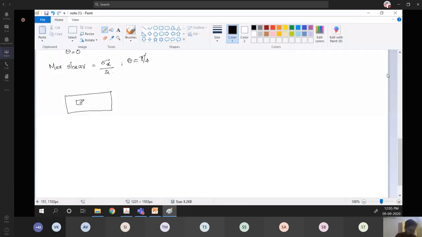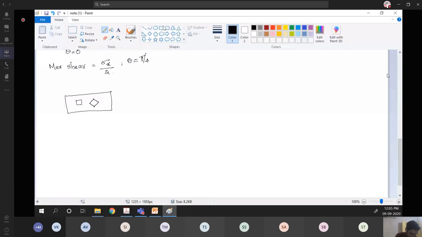This is our prismatic bar. I am considering two elements here. One is this element which is without inclination, and I am considering another one which is inclined at say 45 degree. Is that fine?